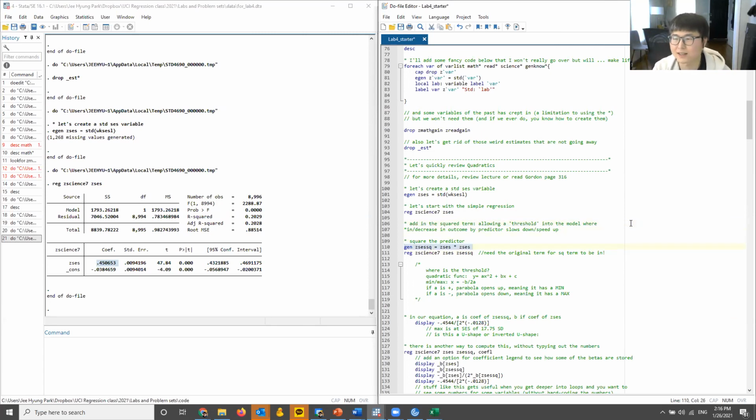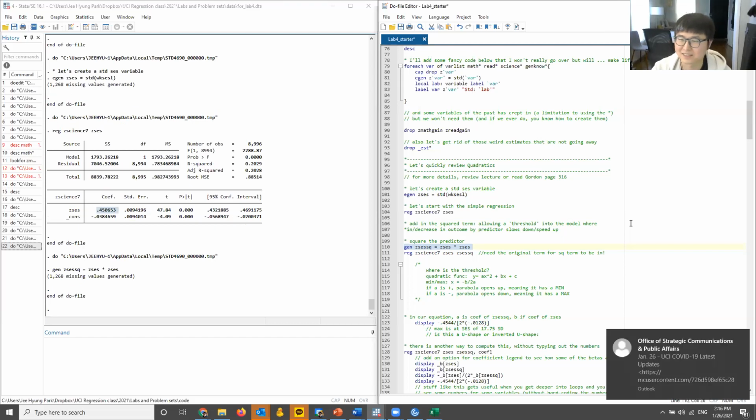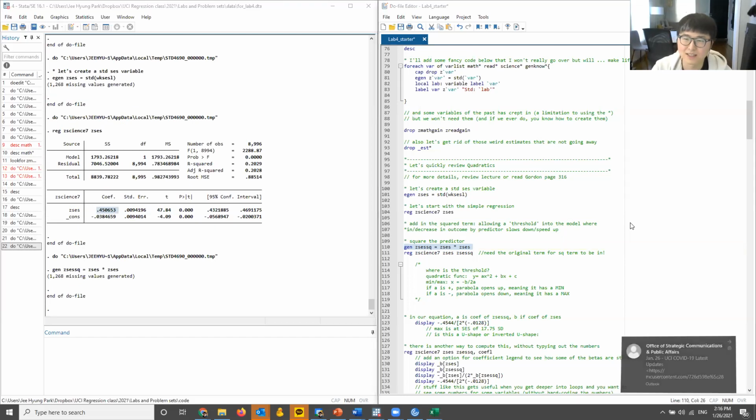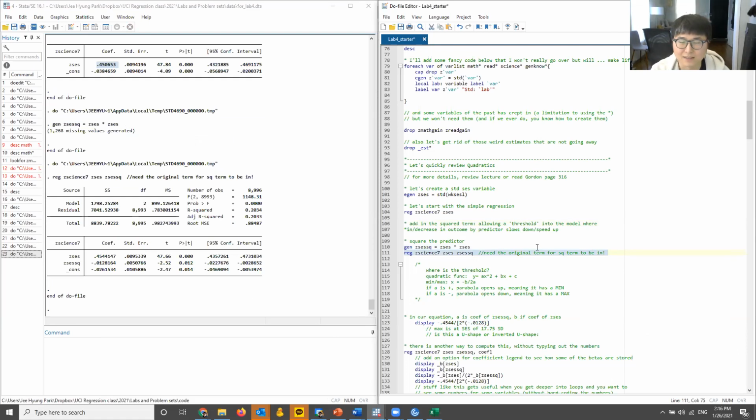And creating a square term is pretty intuitive, right? SES squared is SES times SES. You just say gen SES squared is SES times SES. Nothing complicated. And then now we add it in. But remember, we need the original term. Otherwise, it gets a little funky. Sometimes only the intercept changes. Sometimes the slope changes, depending on the sample and the variable you're looking at.